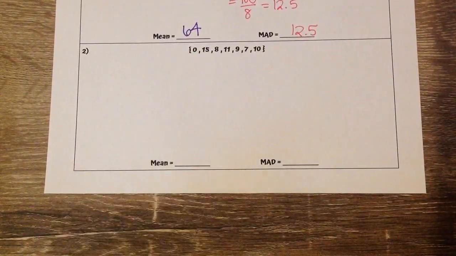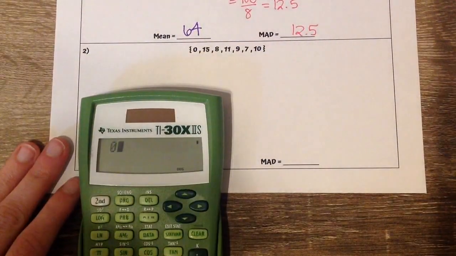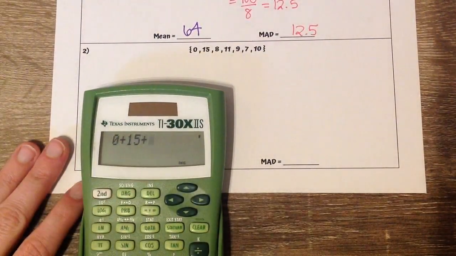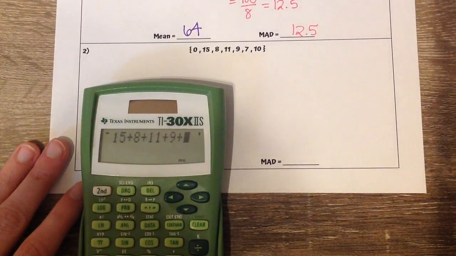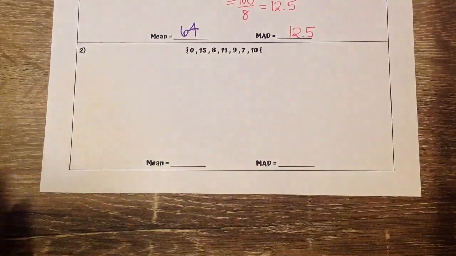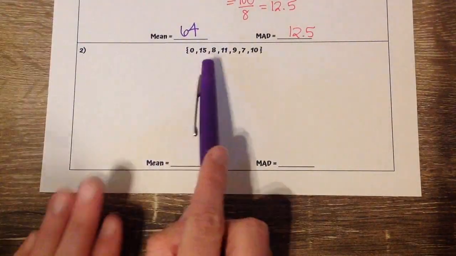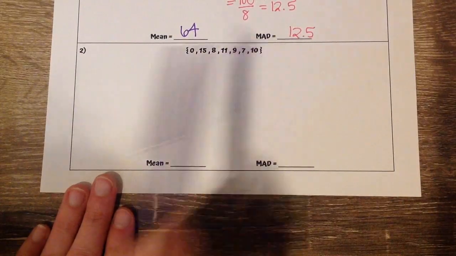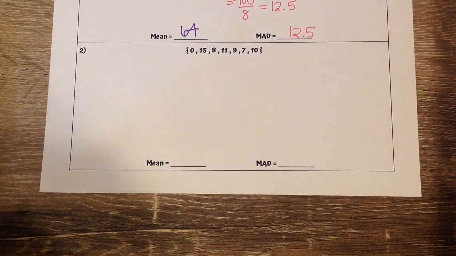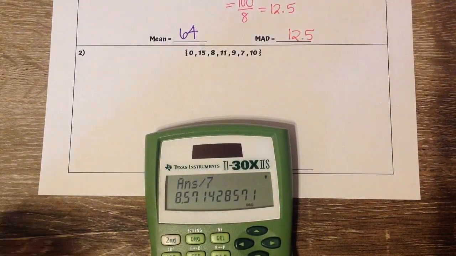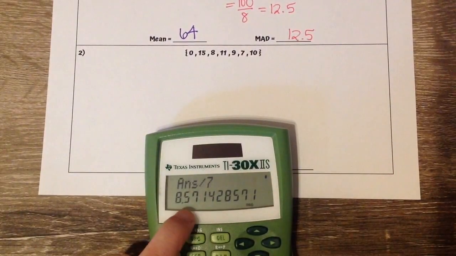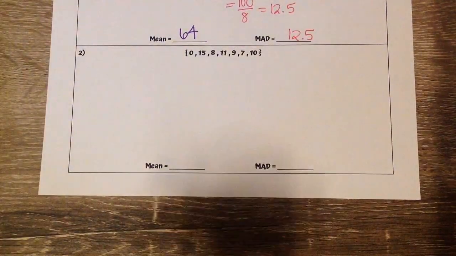All right, number 2. First thing, I'm going to find the mean. 0 plus 15 plus 8 plus 11 plus 9 plus 7 plus 10. We get 60. Divided by, there are 1, 2, 3, 4, 5, 6, 7 values. So again, I said round to the nearest tenth. It's going to make it easier for finding the MAD, and that's how I'm going to calculate. So this would round to 8.6 for our mean.